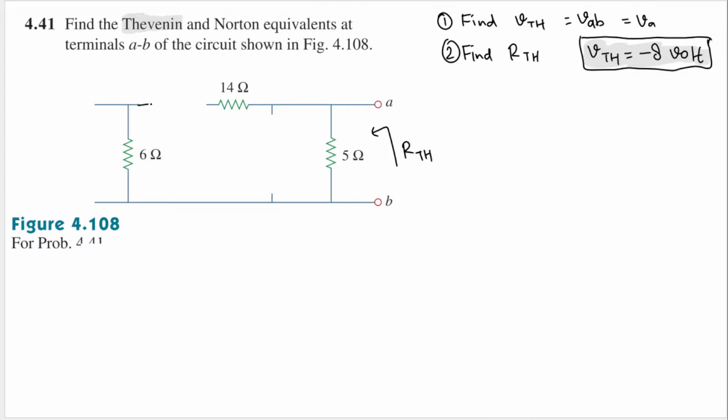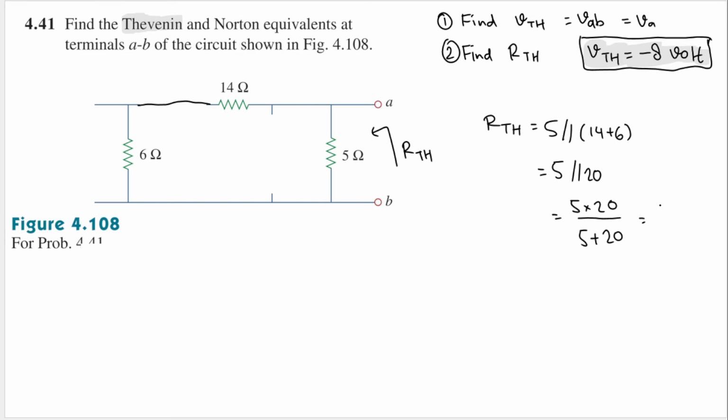So this becomes like this, and we can easily find the Thevenin resistance from this point. So the Thevenin resistance is 5 in parallel with 14 and 6 in series, right? So we'll have 14 and 6, so we'll have 5 in parallel with 20. So this is equivalent to 5 multiplied by 20 divided by 5 plus 20. This will be 100 divided by 25. So the Thevenin resistance is equal to 4 ohm.